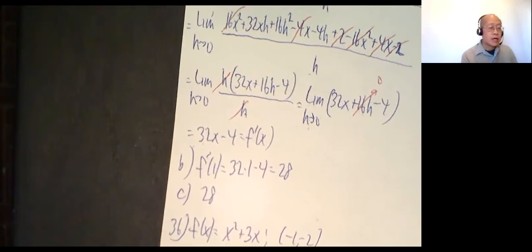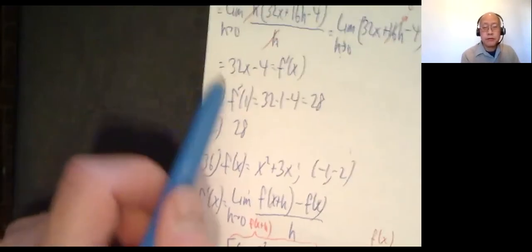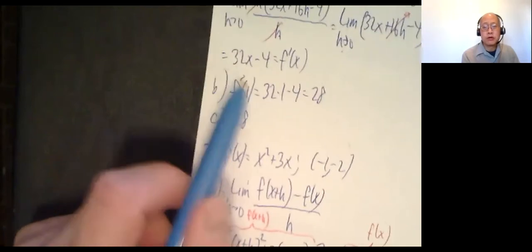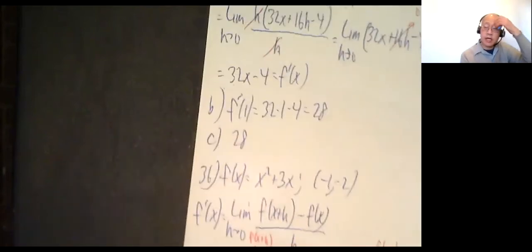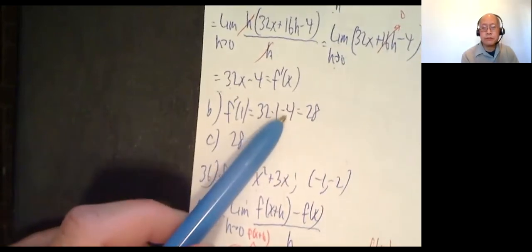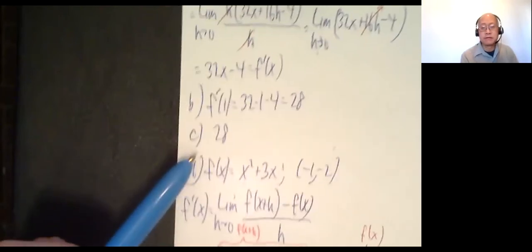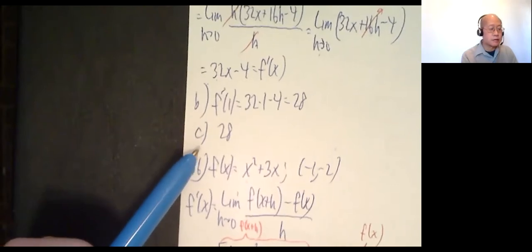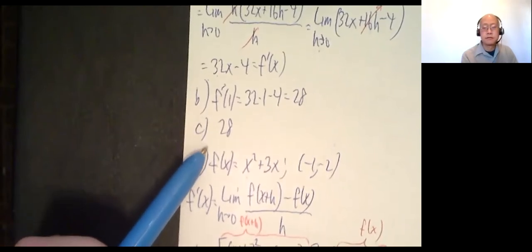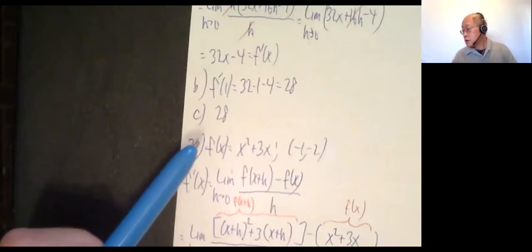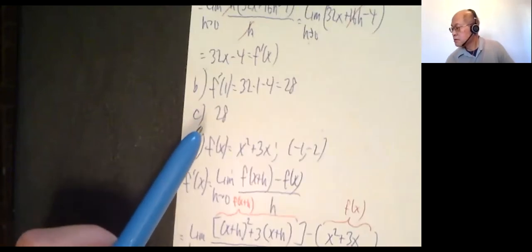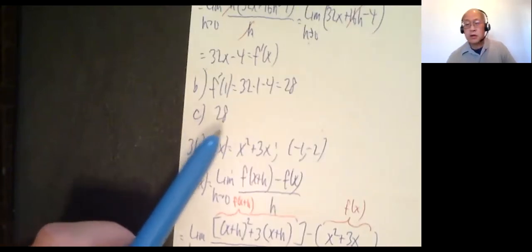Okay, so that's a derivative. Now they're going to tell me to plug in whatever. They told me to plug in at x equals 1. So I plug in 1. F prime of 1: 32 times 1 minus 4 is 28. What's the answer to C? Automatically 28. Has to be. Okay. All right, so that's the way that one works.